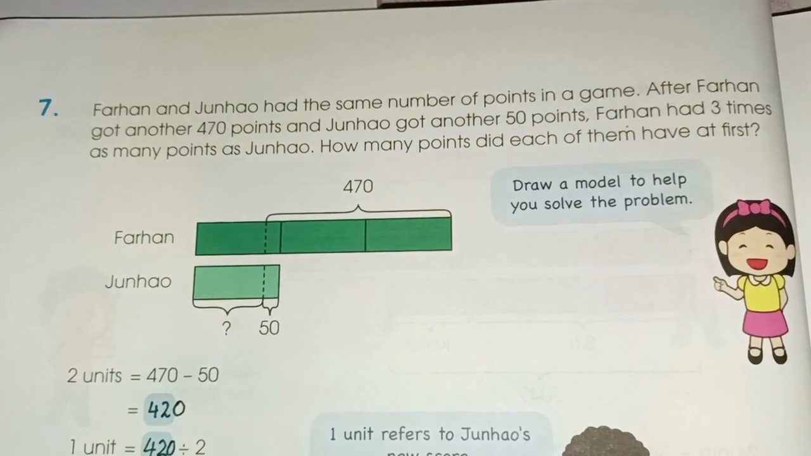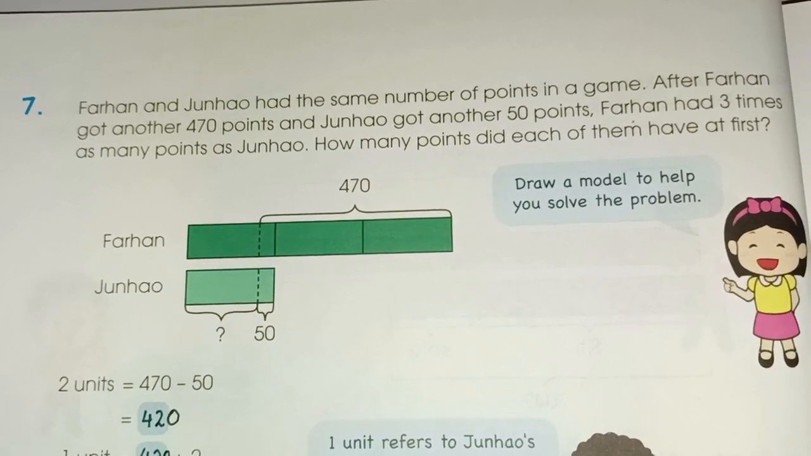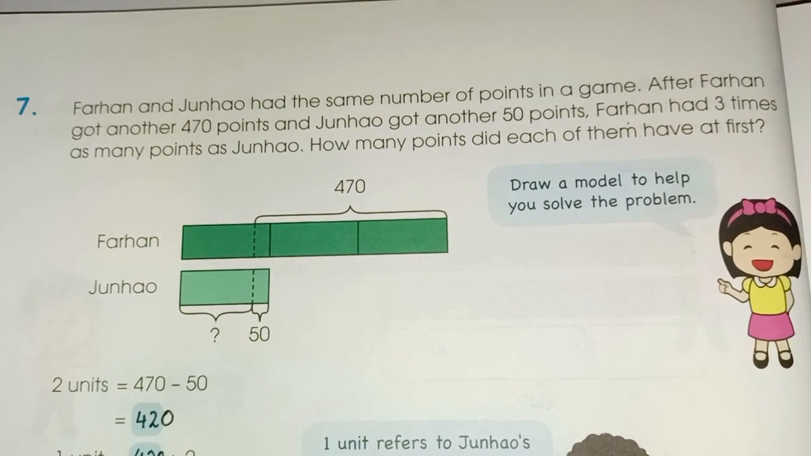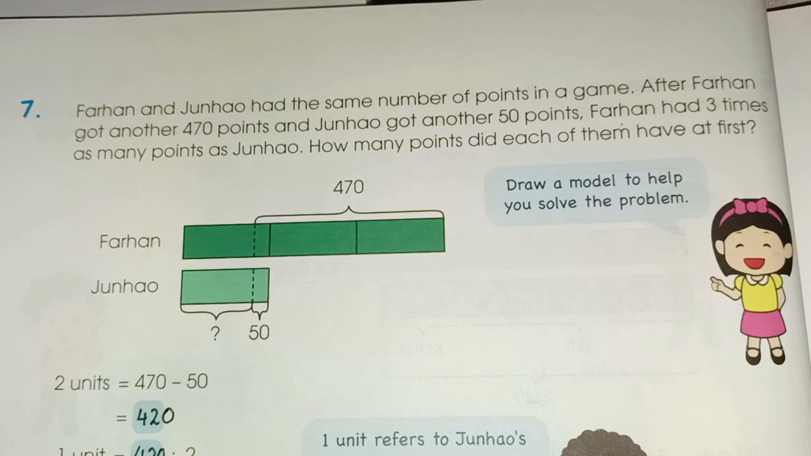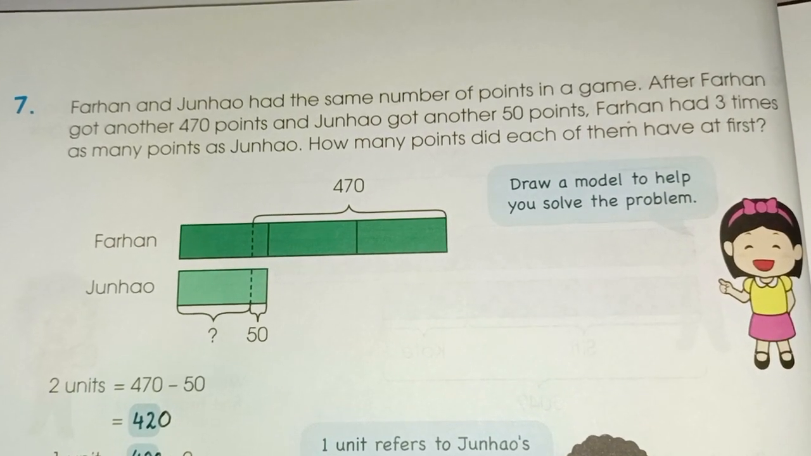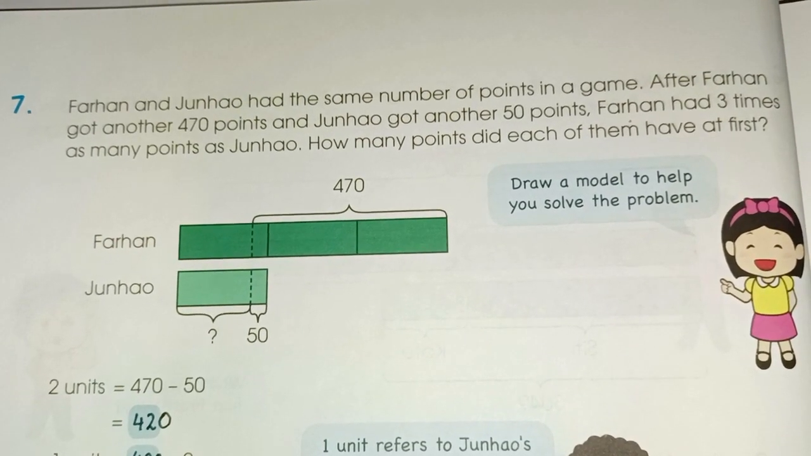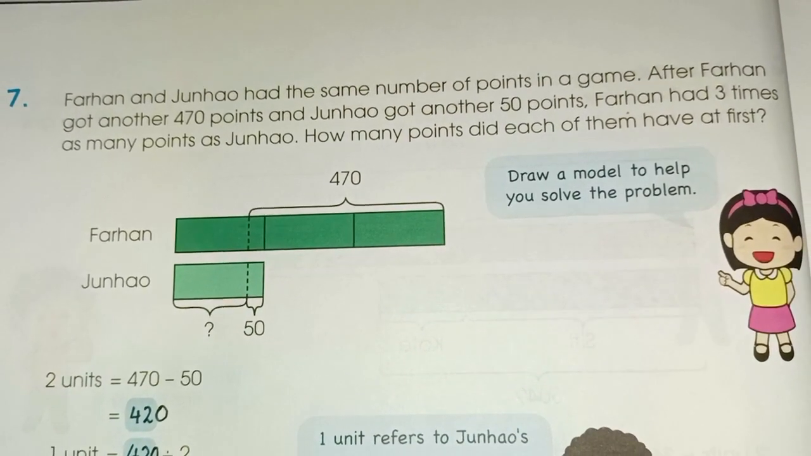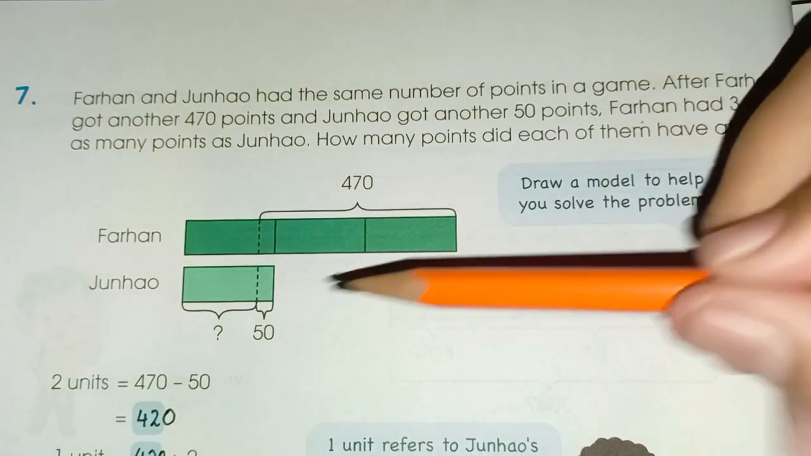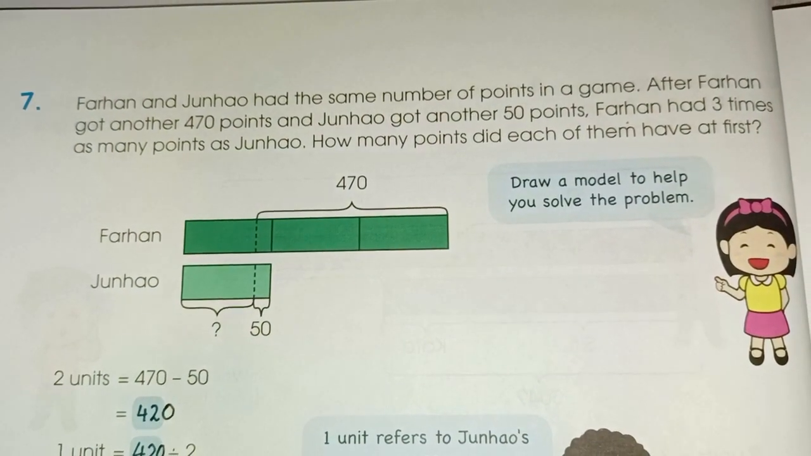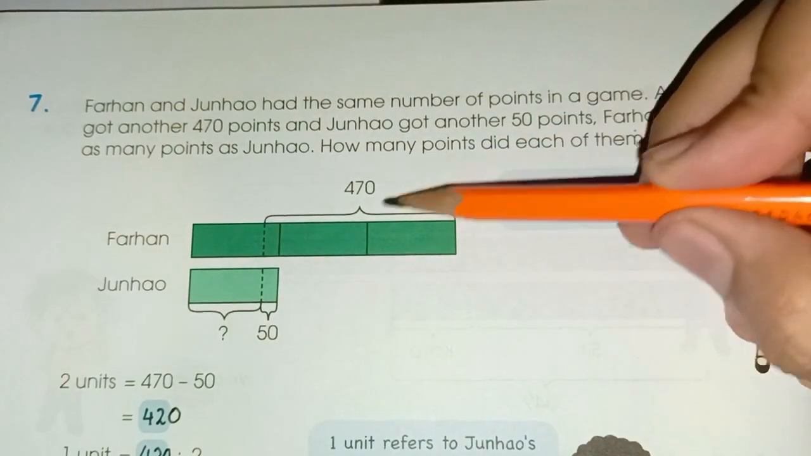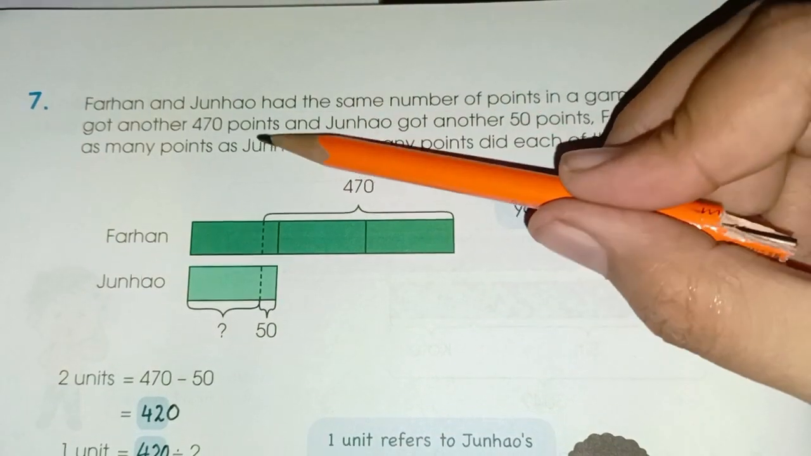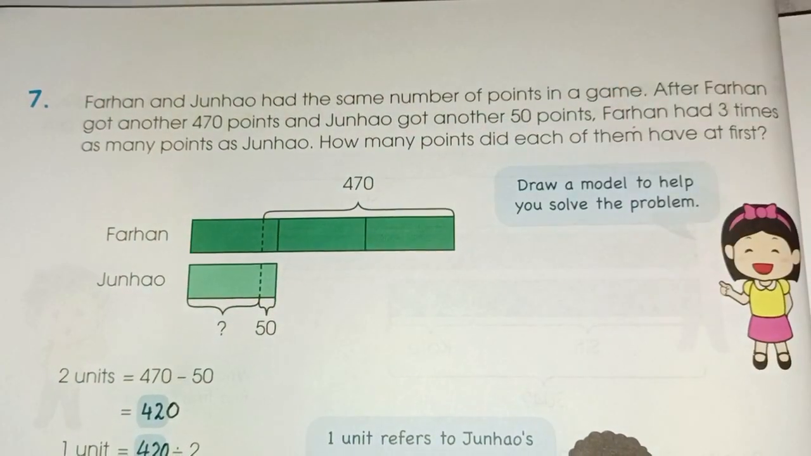Question number 7. Farhan and Junhao had the same number of points in a game. After Farhan got another 470 points and Junhao got another 50 points, Farhan has 3 times as many points as Junhao. So we have 3 units for Farhan. How many points did each of them have first? 470 another points, and 50 another points.